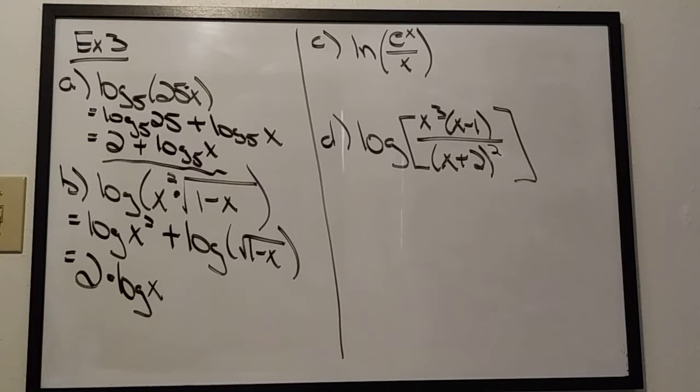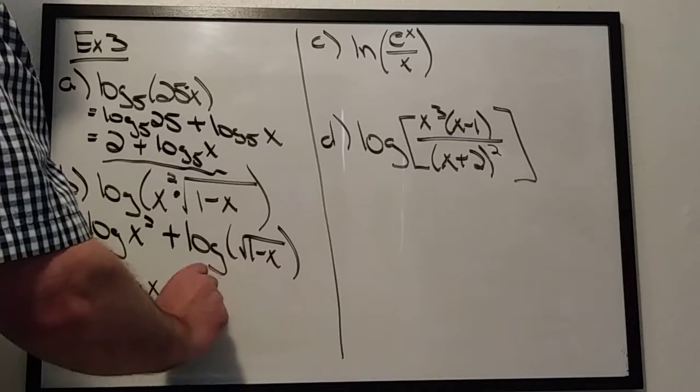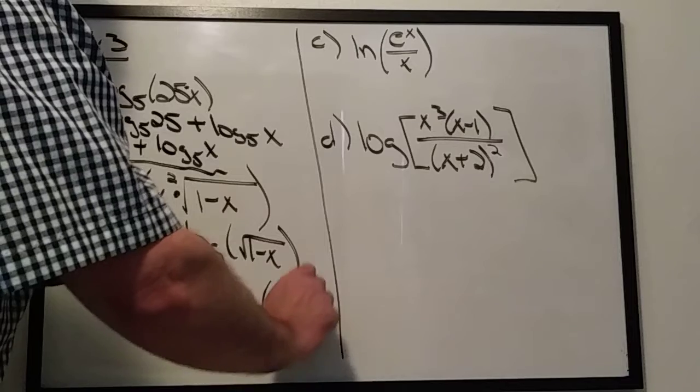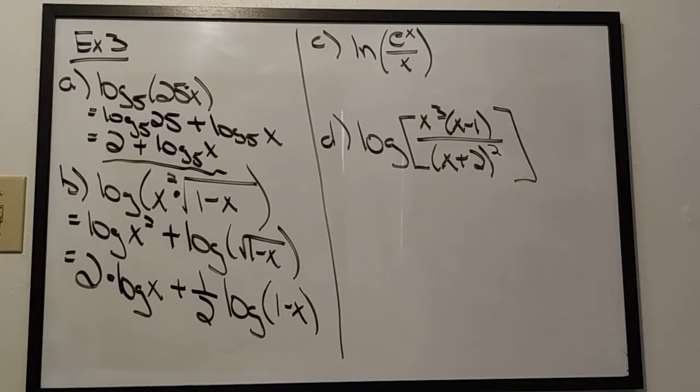So remember that the square root is in fact associated with a power of 1/2. So let's bring that 1/2 power down in front. So it's going to be 1/2 log of 1 minus x. Now, at this point, some of you are going to be tempted to do something bad. So we need to talk about it and make sure that you're comfortable with why we can't go there.